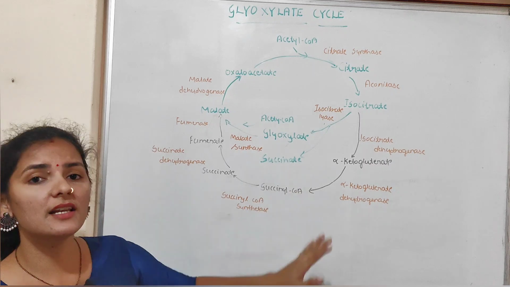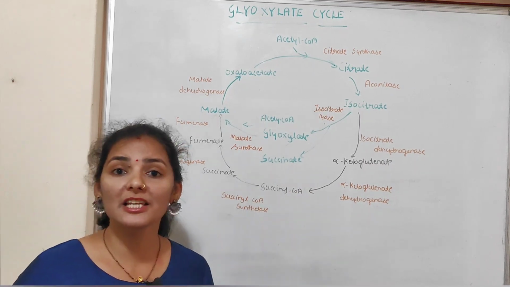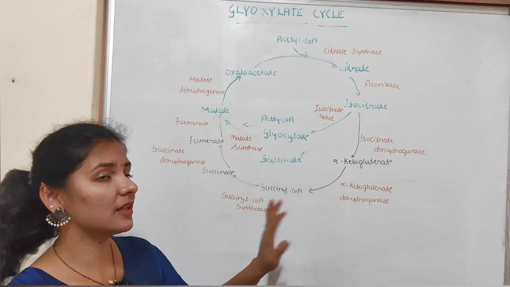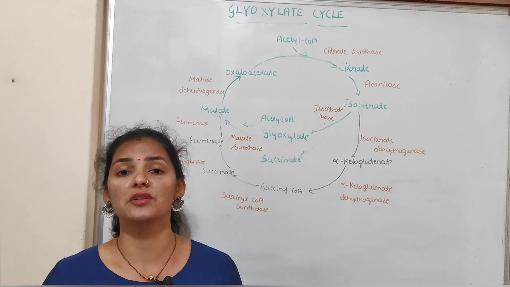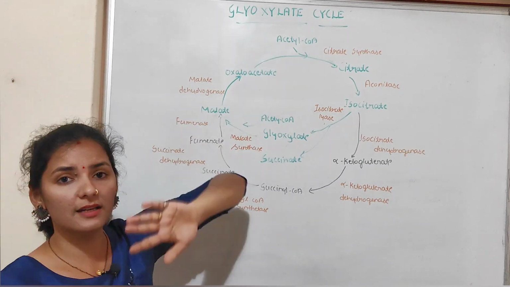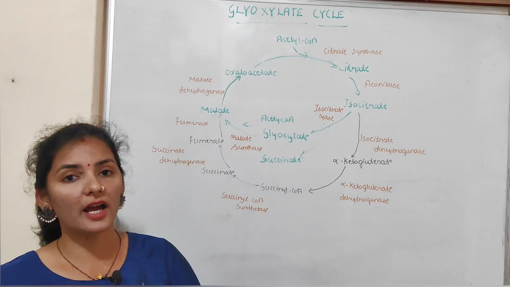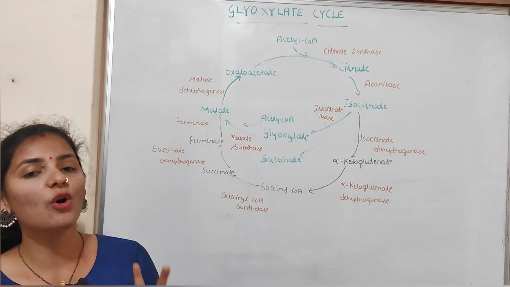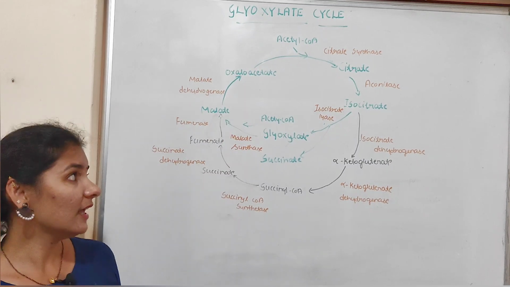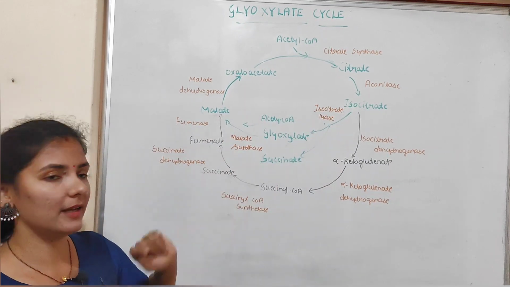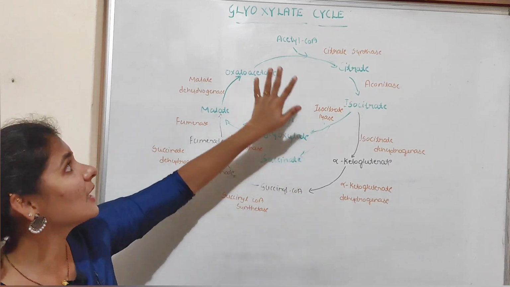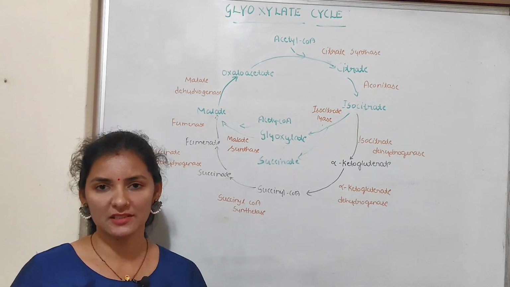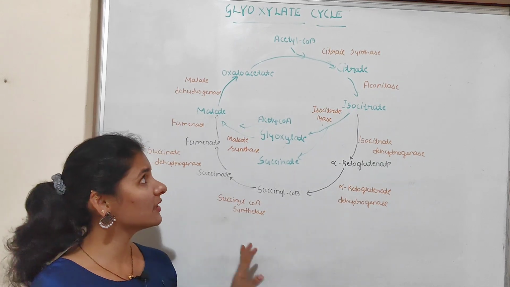And the glyoxylate cycle is totally absent in the animal except for the nematode. In nematode, only during the embryogenesis this glyoxylate cycle is seen. Apart from that, none of the animal shows this glyoxylate cycle, and the main reason for that is absence of the key enzymes of glyoxylate cycle, that is isocitrate lyase and the malate synthase. So these two are the key enzymes of this glyoxylate cycle. That's why glyoxylate cycle is totally absent in all animals. So that is about where this glyoxylate cycle is present.